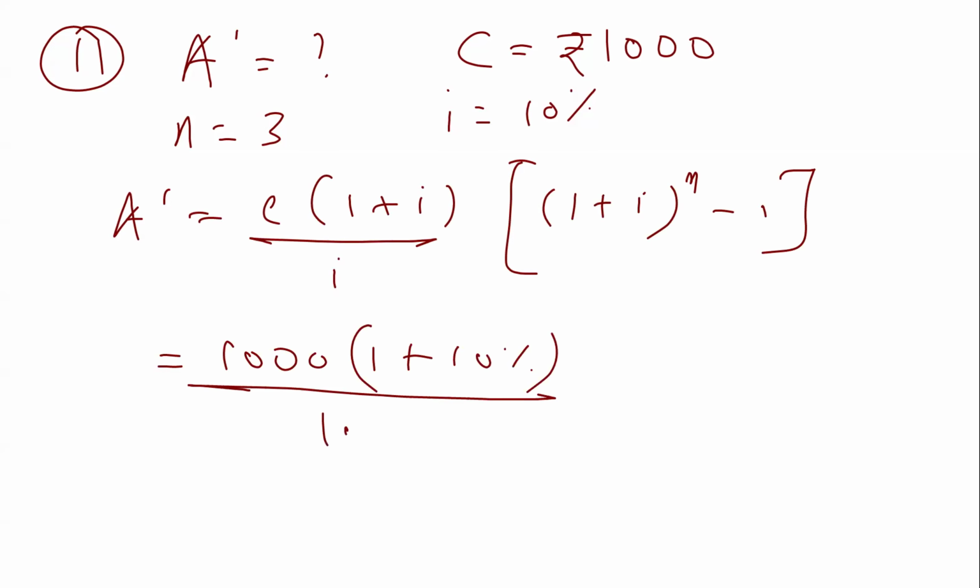Okay, so this 100 and 100 will get cancelled. Inside the bracket also there is one round bracket, 110 upon 100 raised to 3 minus 1. More zeros are getting cancelled, so this will be 1000. 1.1 raised to 3 minus 1, 1000. 1.1 raised to 3 is 1.331 minus 1, so this is 0.331. 1000 into 331 upon 1000, there are three decimal digits, so three zeros. 1000 and 1000 will get cancelled.